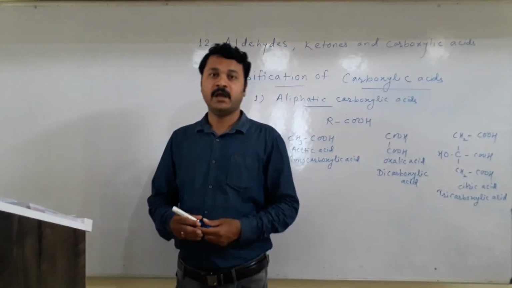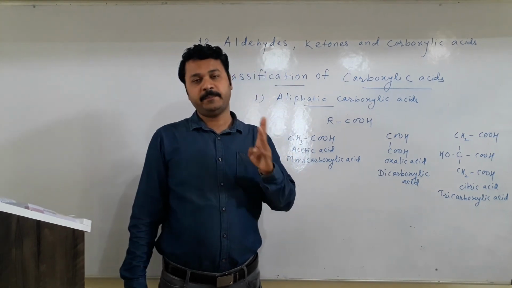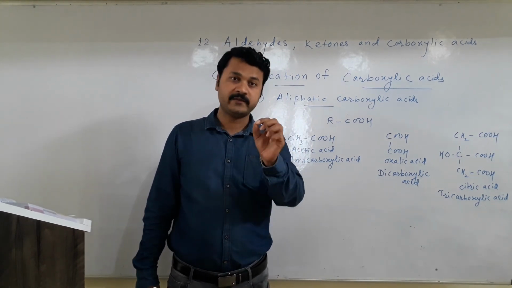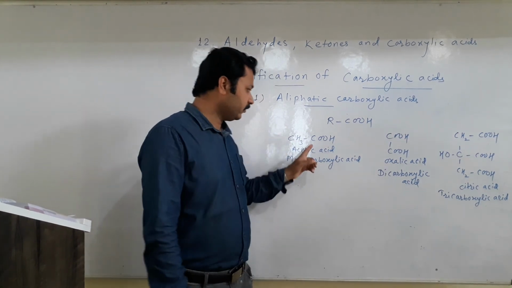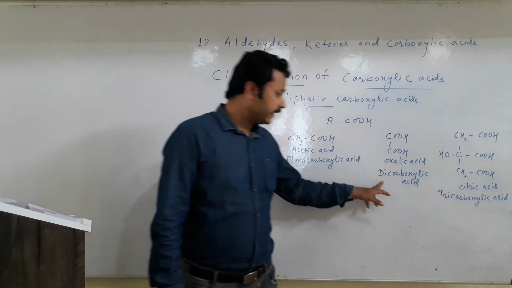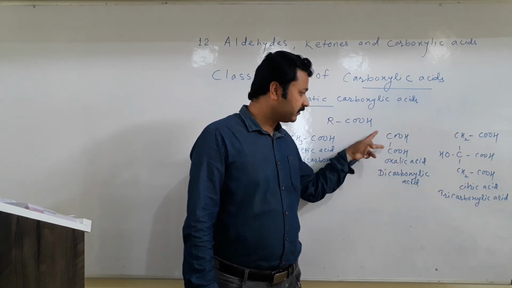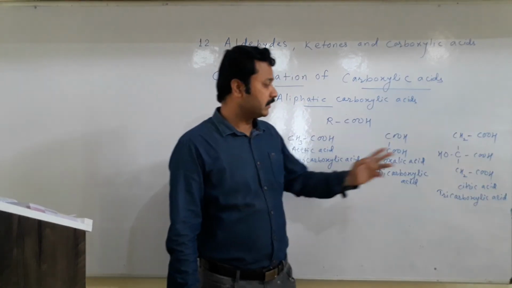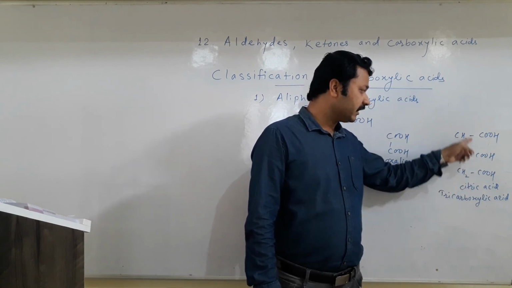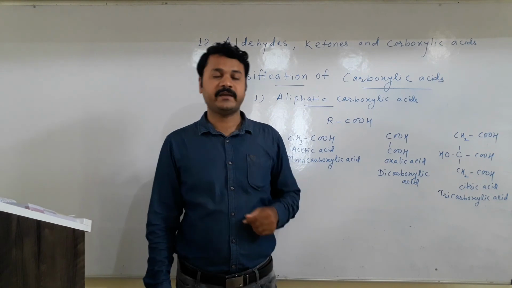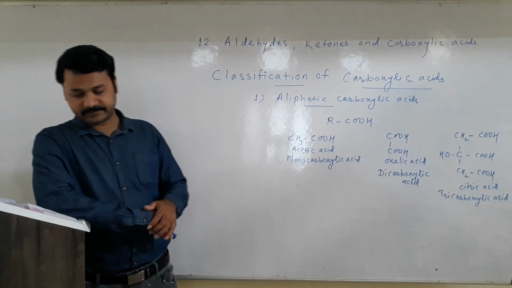So in this way, aliphatic carboxylic acids are classified into three types depending upon the number of COOH group. Monocarboxylic acid, in this acid there is only one COOH group. Dicarboxylic acid, example is oxalic acid, in this acid there are two COOH groups. Tricarboxylic acid, there is an example of citric acid, in this there are three carboxylic groups. In this way, aliphatic carboxylic acids are classified into three types.